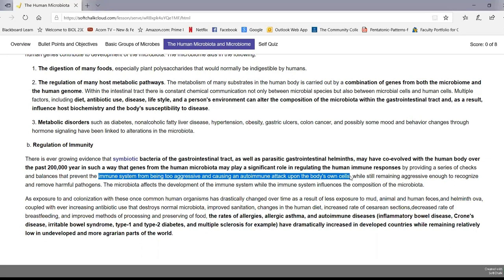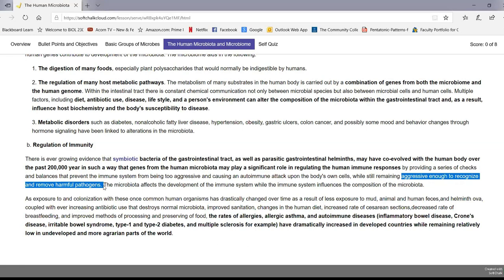So the body co-evolved so that we wouldn't attack the good bacteria that we need. And in so doing, that also dampened the immune responses so that we also have less chance of attacking our own cells. But at the same time, our immune system has to be aggressive enough that it can recognize and remove harmful pathogens. So we have this nice balance going on in our body where the microbiota and the human cells influence one another so that we don't get rid of the good bacteria we need generally, but we do have a strong enough immune response to attack harmful pathogens, but not so strong that it can attack our own body by mistake.